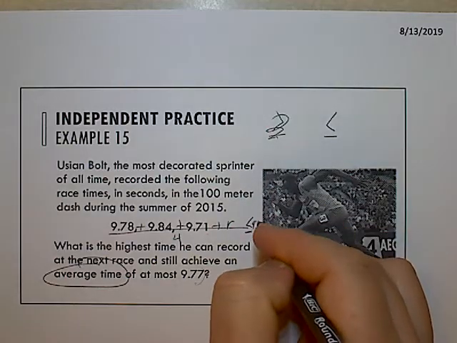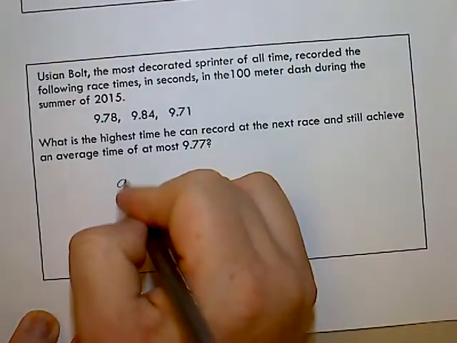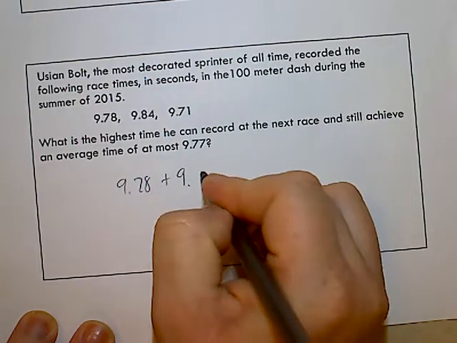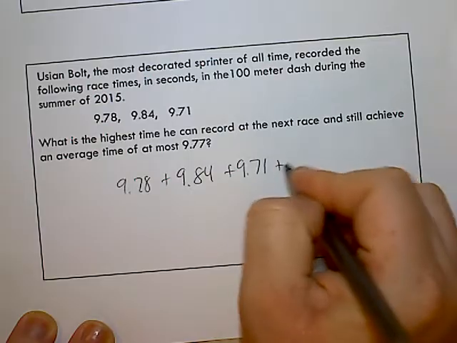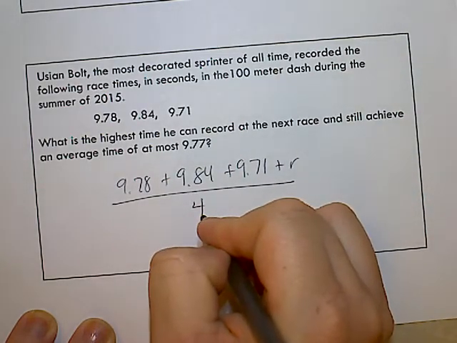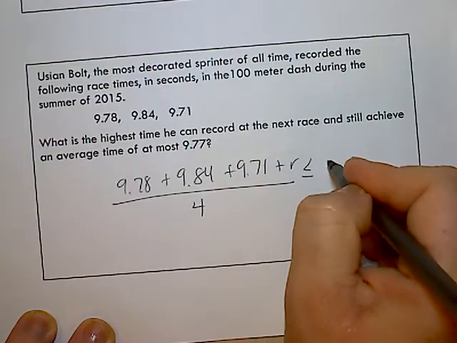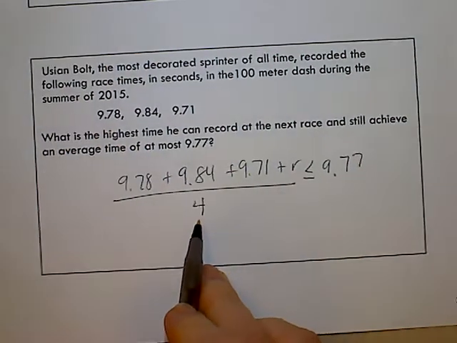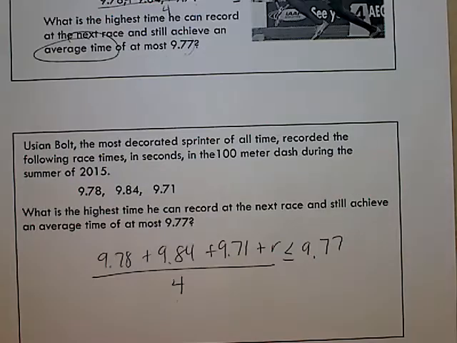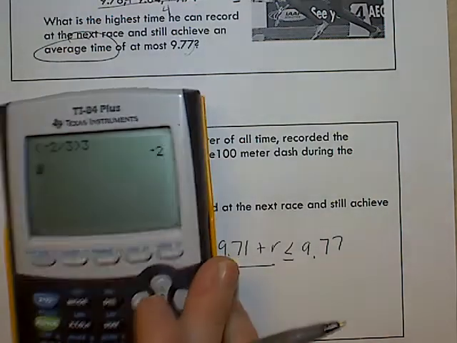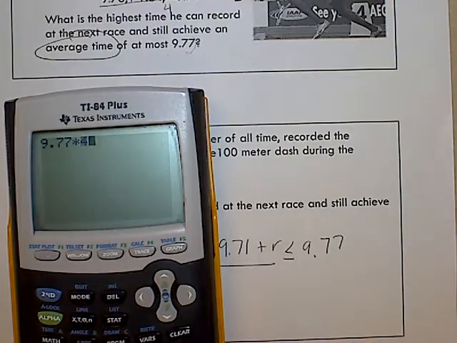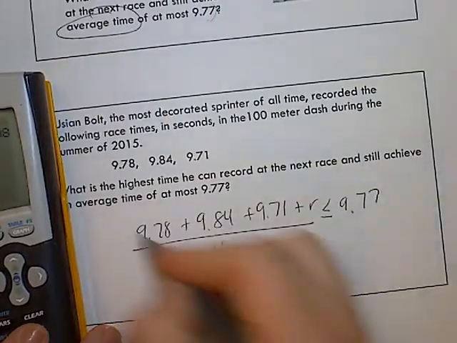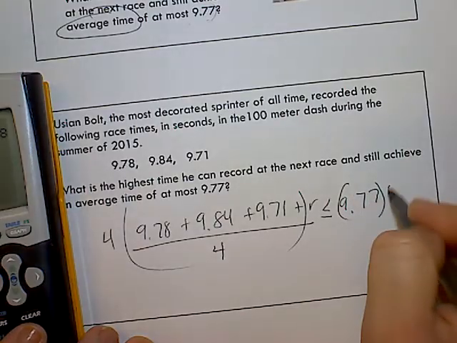At most 9.77. So I have 9.78 plus 9.84 plus 9.71 plus some race quantity, divided by 4, needs to be less than or equal to 9.77. We'll first start by multiplying times the 4. Grab me a calculator, please. All right, so I'm going to take 9.77 times 4 because I want to get rid of the fractions.